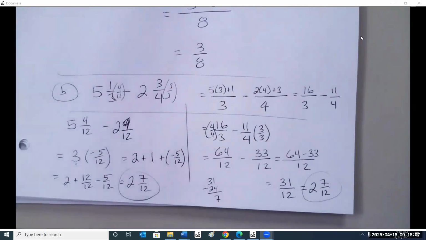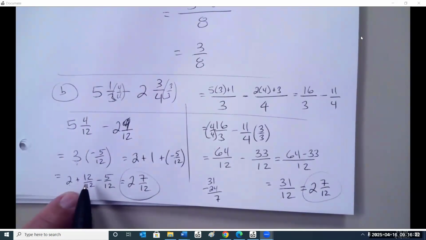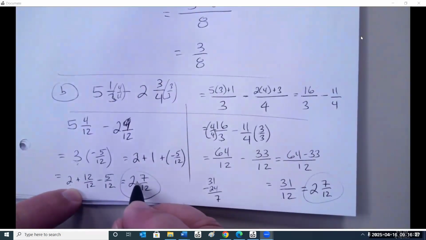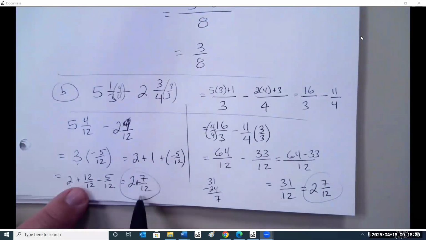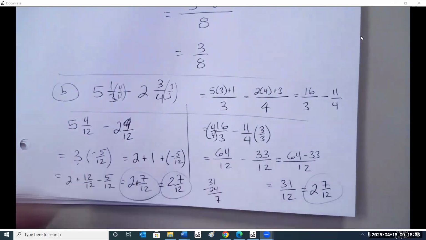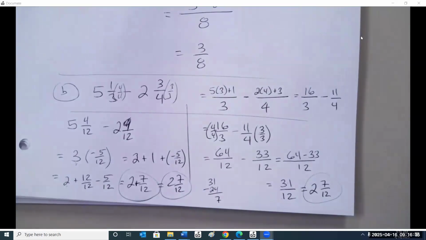Now you see why I like going to improper fractions first. It makes it much easier, especially when it comes to subtractions. They're both the same answers. Well, this was 12 minus 5 is 7 over 12. And actually it's 2 plus 7 over 12, which is the same thing as 2 7/12. I just skipped the step.